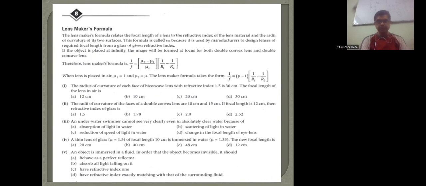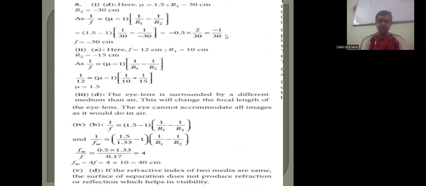The radii of curvature of the two faces of a double convex lens are 10 centimeter and 15 centimeter. The focal length is 12 centimeter. Then the refractive index of glass is? Now student, again apply the lens maker equation: 1 by f equals (mu minus 1) into (1 by r1 minus 1 by r2). Apply all the given data and you will get the refractive index. Now come to the third one.